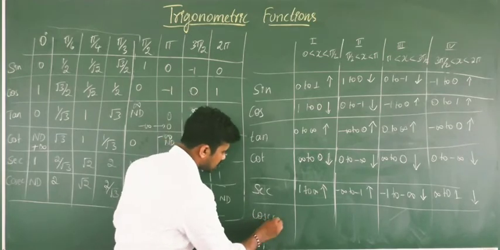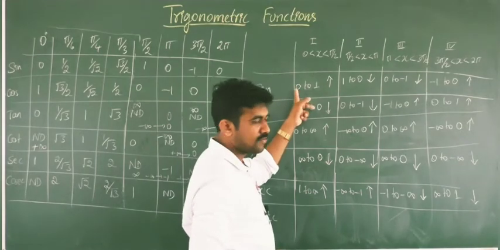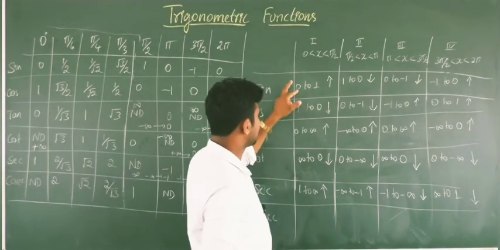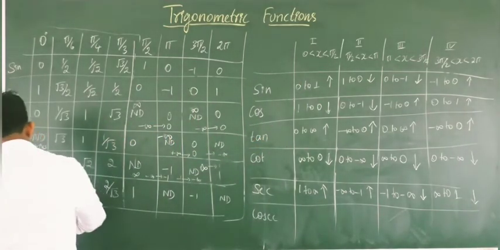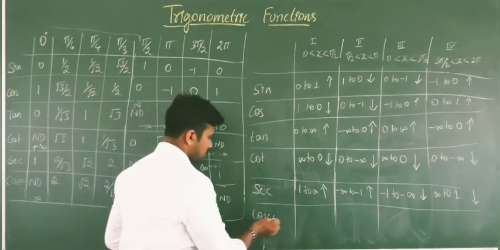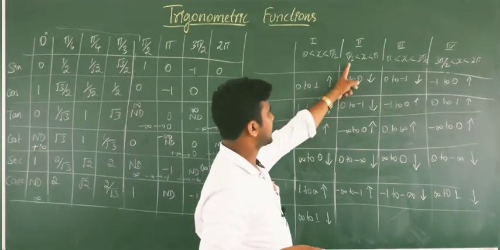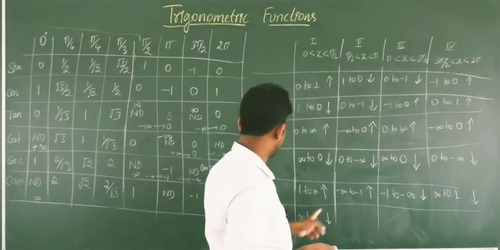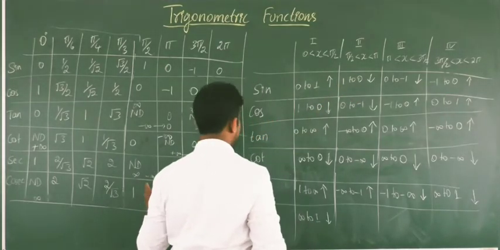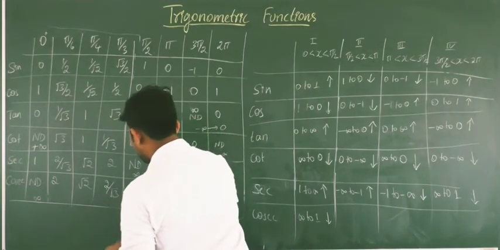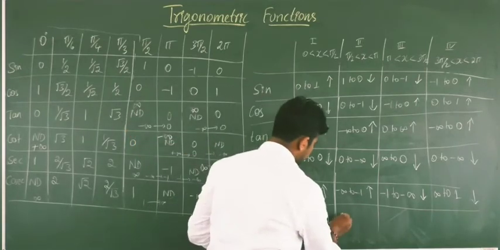Then the cosecant function. Cosecant in the first quadrant, here it is the reciprocal of sine. So 1 by 0 to 1 by 1, means infinity to 1, decreasing. You can observe infinity to 1, it is decreasing. In the second quadrant, the cosecant value is 1 by 1 to 1 by 0, increasing, means 1 to infinity, it is increasing.